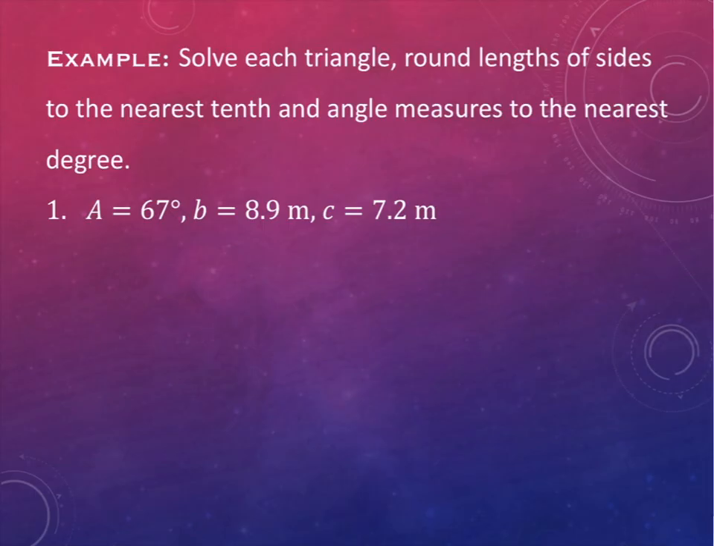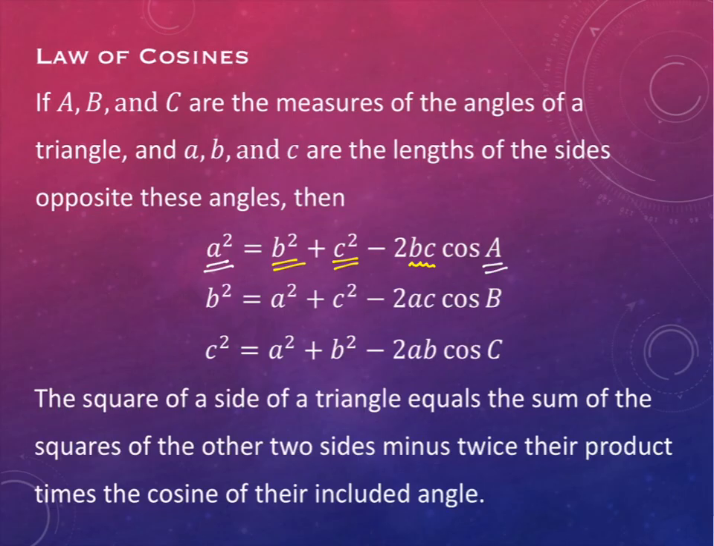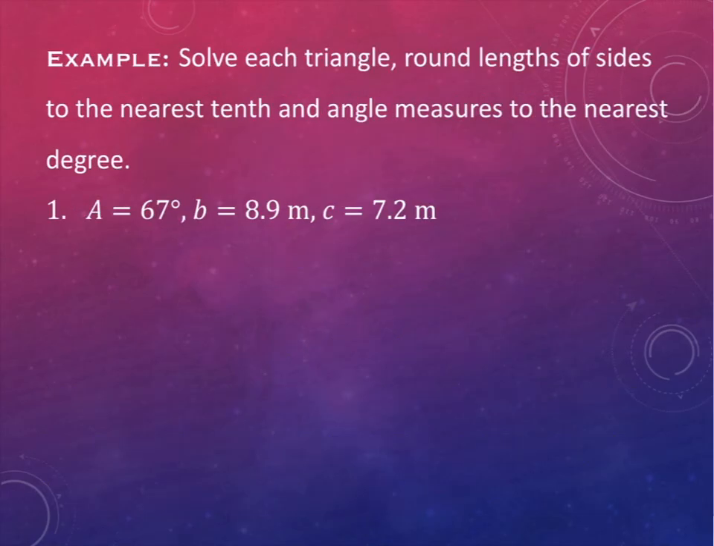Angle A is 67 degrees, and then we have sides B and C, which are 8.9 and 7.2. If we want to think about which of these three formulas it matches, it would be the first one because we've got angle A given to us. So if you want to be really specific on grabbing which formula, it will be the first formula. This first formula says that A squared equals B squared plus C squared. That's the Pythagorean theorem part. And then we subtract off 2 times the same sides that are on that side of the equation, B and C.